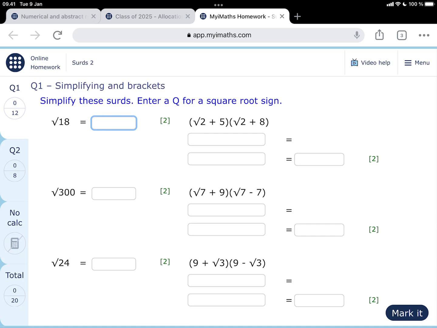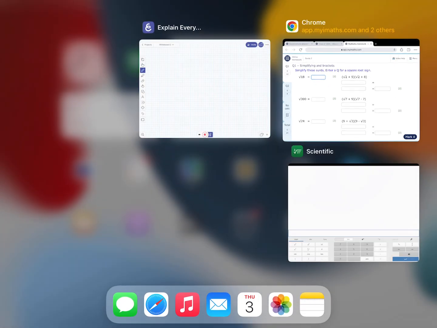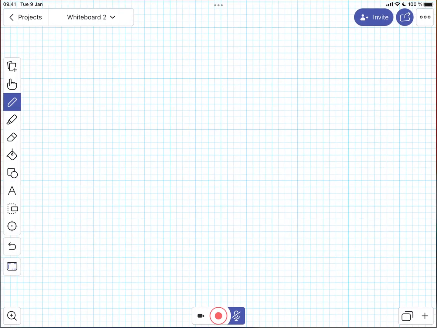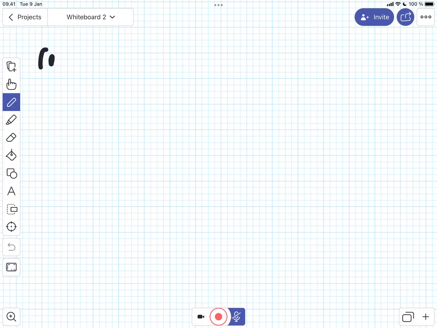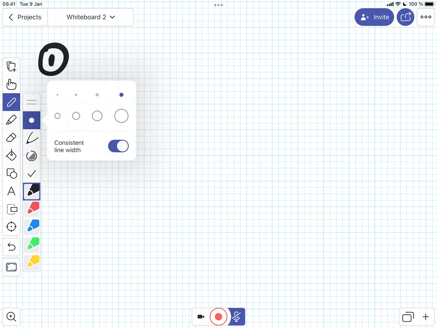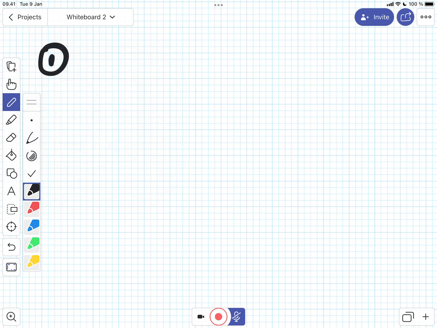Okay, so I'm doing the MyiMaths Surds2 exercise. Question 1 says, simplify these surds. So the first one is the square root of 18. So let's just get to my notebook here. There it is. So question 1. That pen's a little bit thick. Let's see if we can do something about that. There we go. So square root of 18.